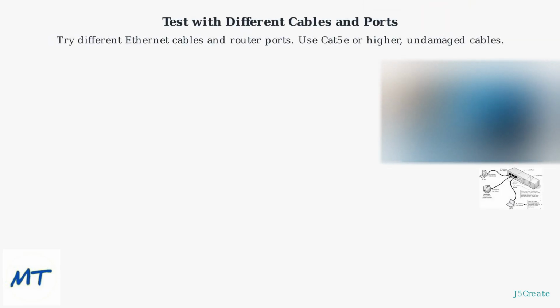Finally, test with different Ethernet cables and ports on your router. Statistics show 25% of issues are resolved by cable swaps, and using non-OEM or damaged cables often causes 100% failure rates in tests. Ensure cables are Cat5e or higher.